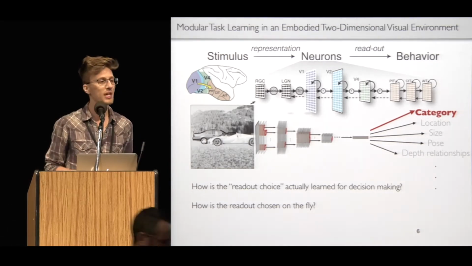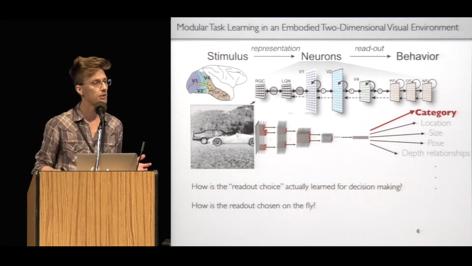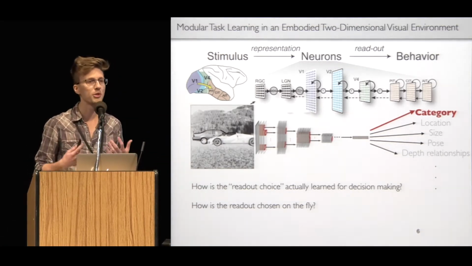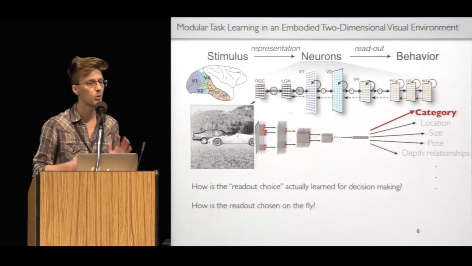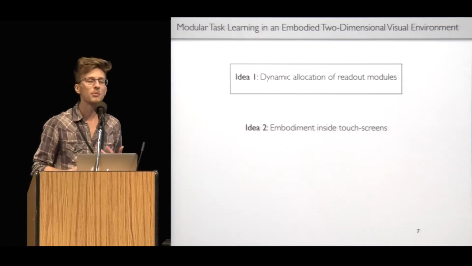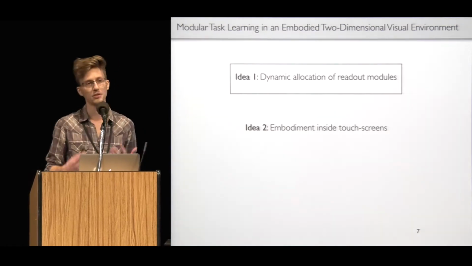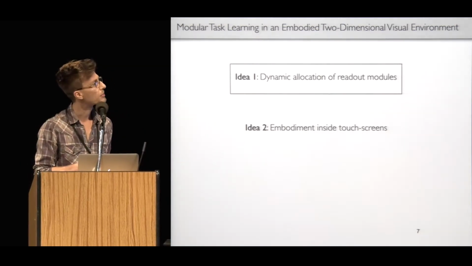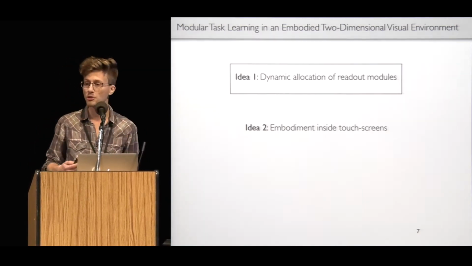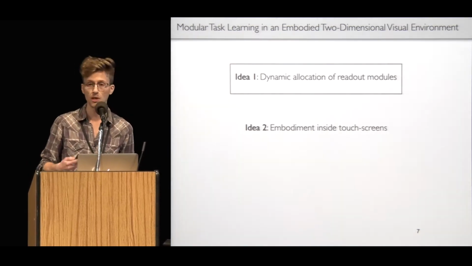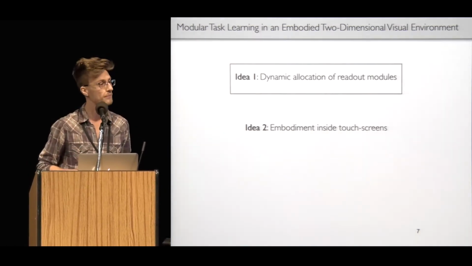So, how is it that given our entire lifetime's worth of knowledge, we're able to flexibly choose what the most appropriate readout is at any one time? Today, we're going to build upon two ideas to start creating a flexible model. The first is the concept of a modular learning approach, and the second is going to introduce the touchscreen as an embodied learning system.